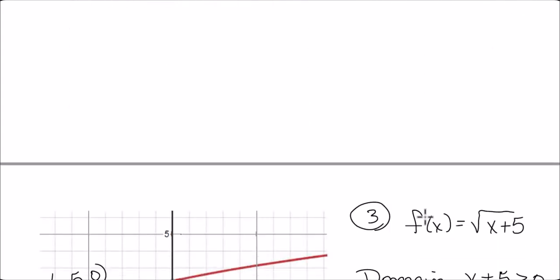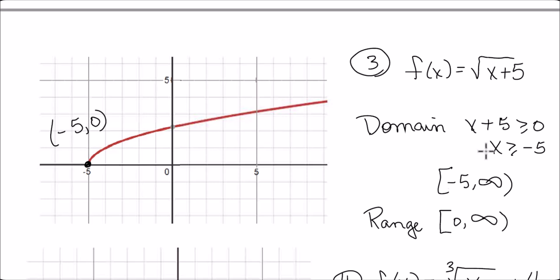Question 3. All right, question 3, we have our square root as a basic shape. So it looks like a little swoosh going off to the right. There's nothing outside of the square root, so there's no up or down. It's all under the square root. That means it's a left or right. Set it equal to 0, and you see that would be minus 5. So we got moved left by 5.